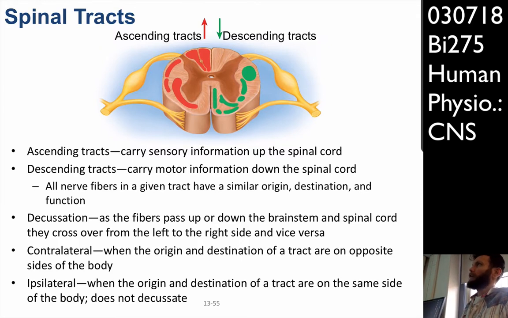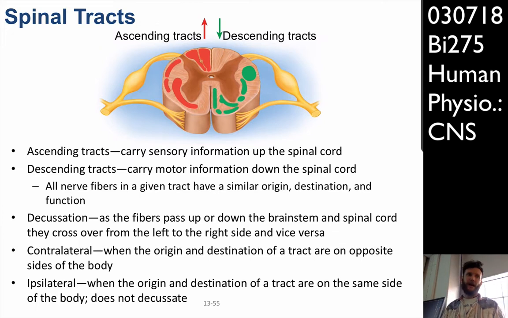A couple bits of vocab. Decussation is when a fiber goes from one side to the other. When a neural pathway crosses the midline, it's called decussation. And then the directional terminology. Contralateral is a relative term, meaning on opposite sides of the midline. So my left ear is contralateral to my right nostril. Oh no, it's like this.